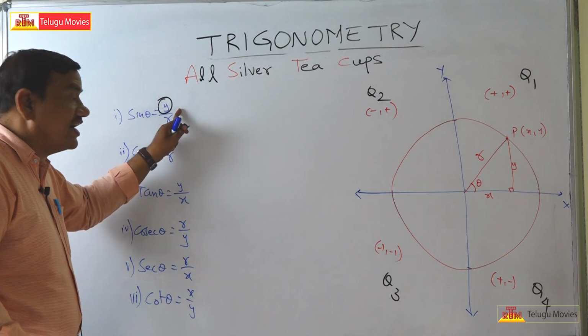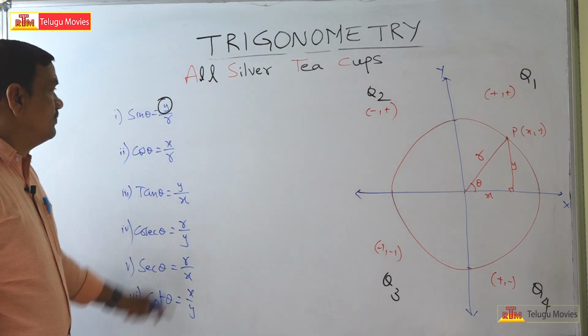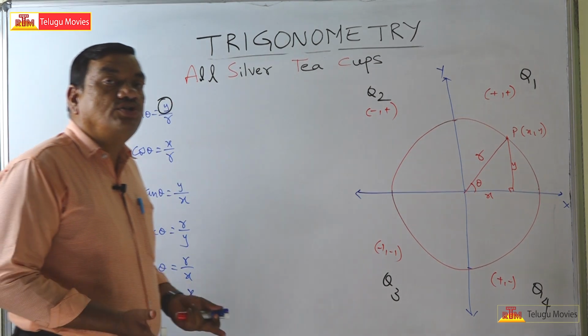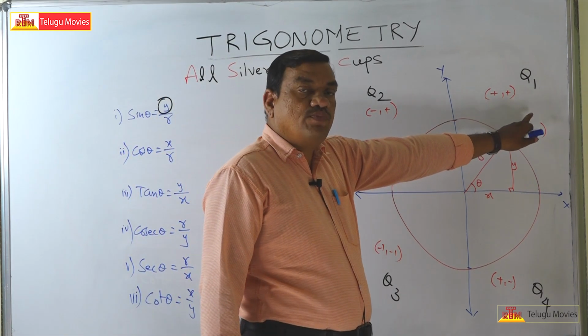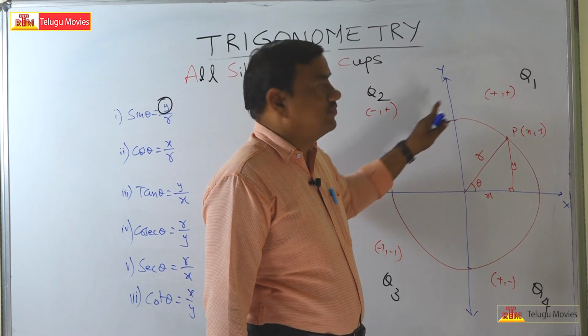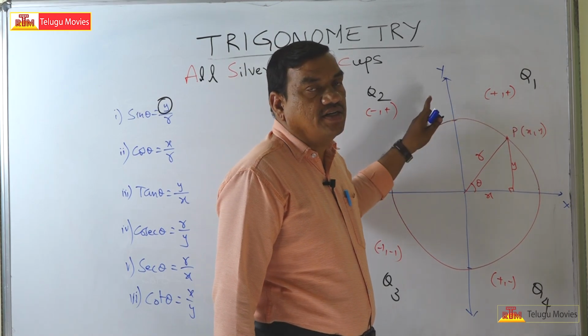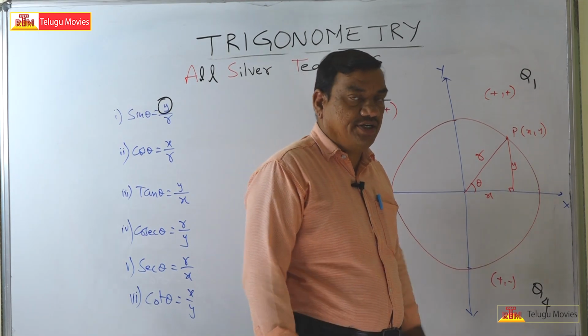That means it is either greater than 0 or less than 0. That we are going to see: where y is positive, where y is negative. See here, the y coordinate is positive in the first quadrant and second quadrant. In the third quadrant and fourth quadrant it is negative.